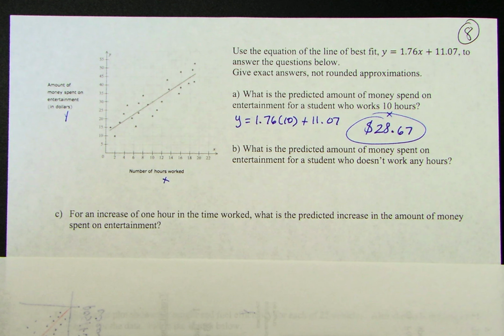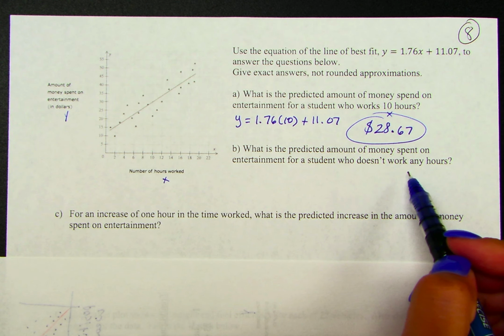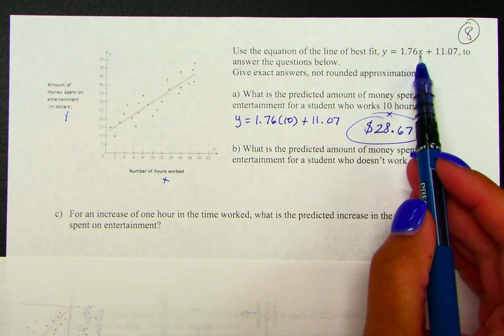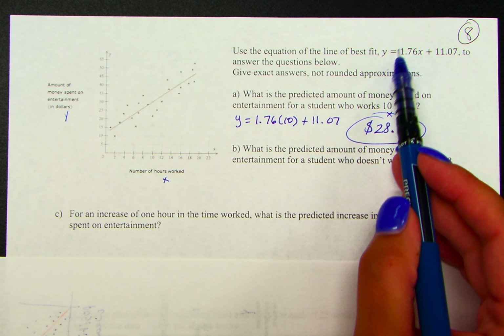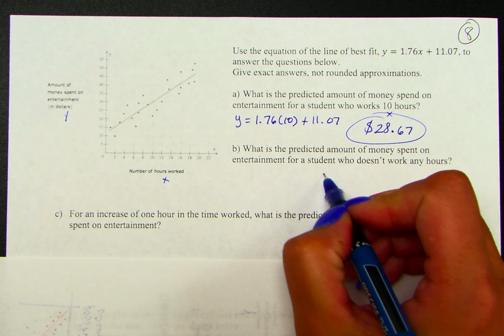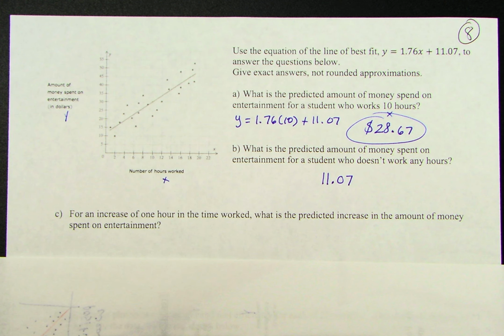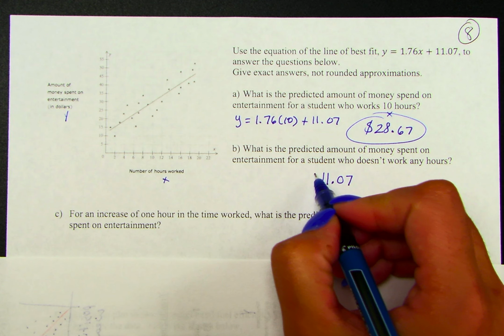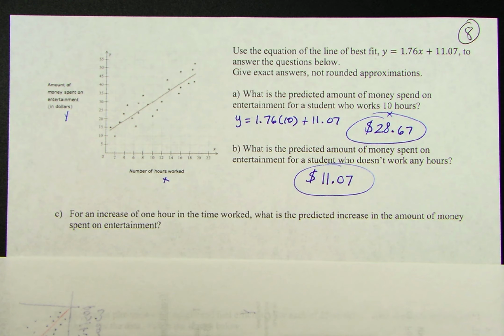All right, next, what is the predicted amount of money spent on entertainment for a student who doesn't work any hours? So again, I'm just plugging in 0 for the X. So instead of writing that out this time, if I'm substituting in 0 right here, that's just going to cancel this term out, and my answer would be 11.07. And again, we're talking about money, so my label would be dollars.